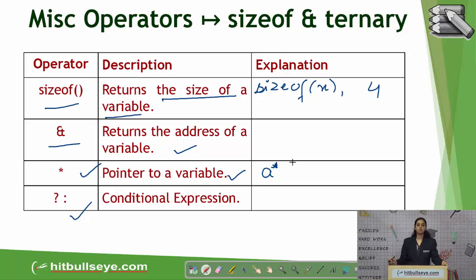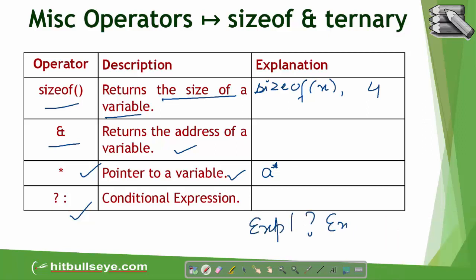Conditional expression. In the conditional expression operator, if the condition becomes true, it gives expression 1, otherwise expression 2, expression 3.